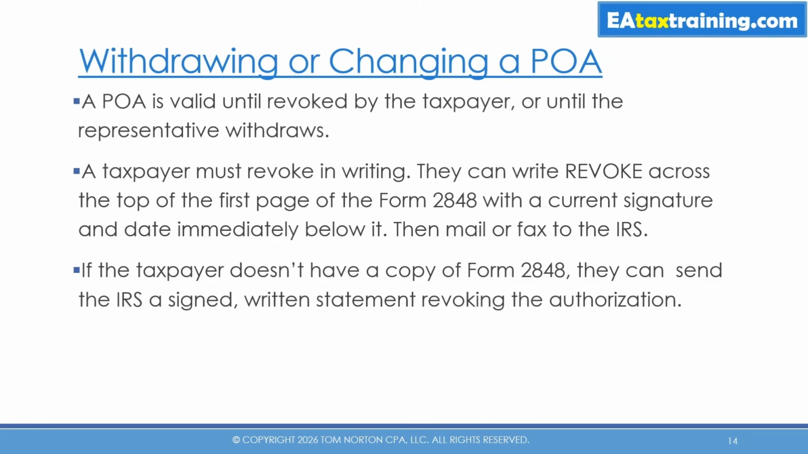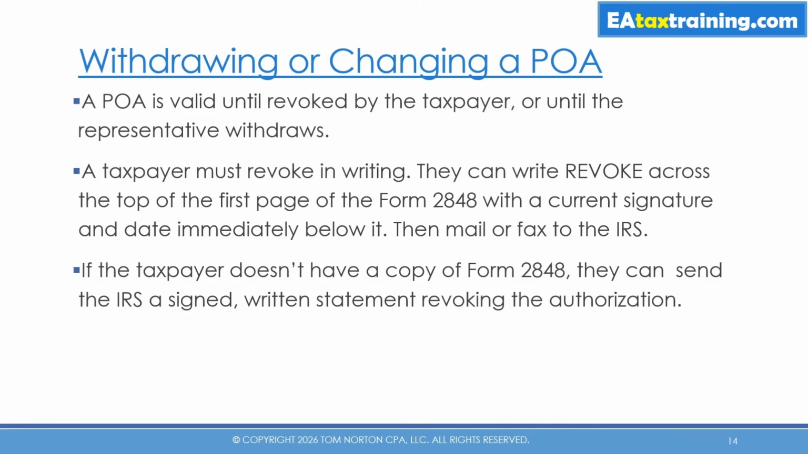Withdrawing or changing a power of attorney. So a power of attorney is valid until it is either revoked by the taxpayer or until you as a representative withdraw. If the taxpayer wants to revoke it, they can do that, but they have to do it in writing. And the way that they would do that is they would get a copy of the first page of the 2848, and they would write the word revoke across the top, and then they would sign it and date it, and then they would send that to the IRS.